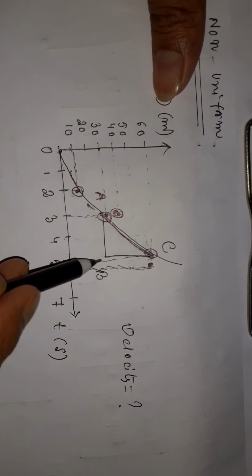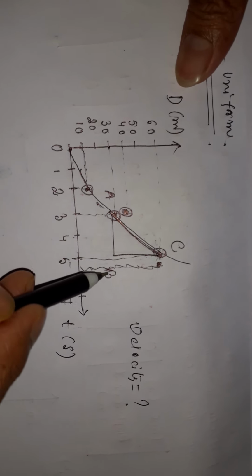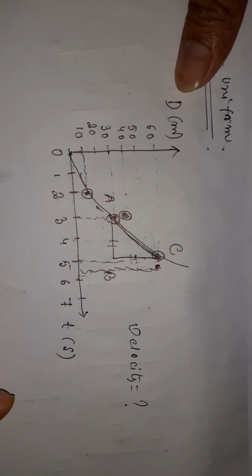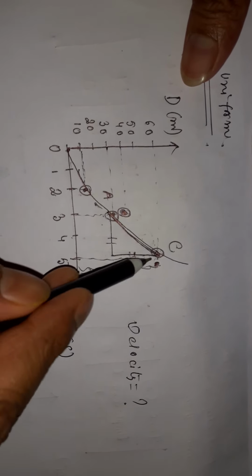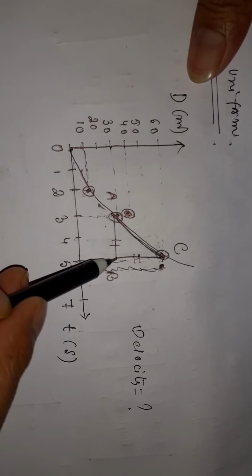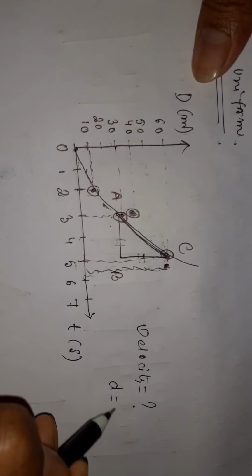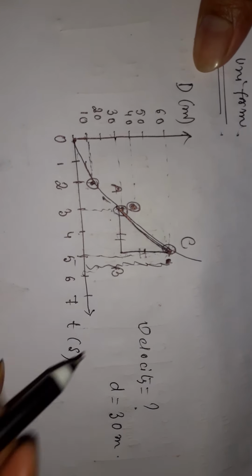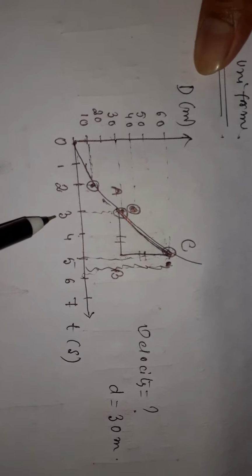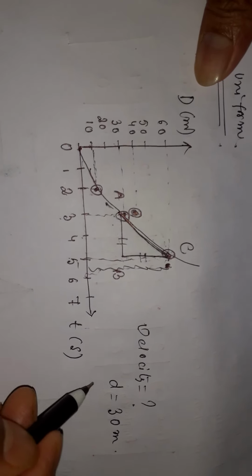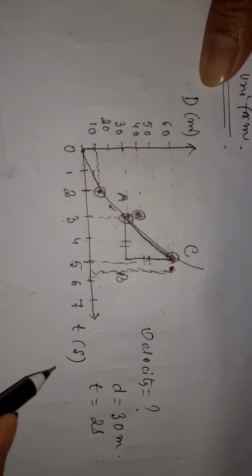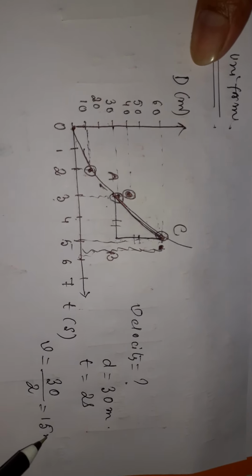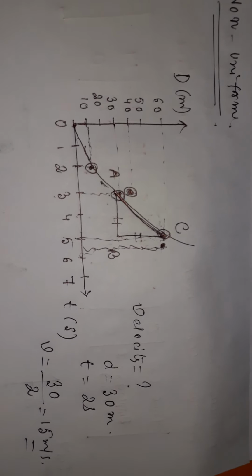So now if you calculate the velocity of this one, this part divided by this part will give you the actual velocity. This part is how much? Here 30 and here 60. So displacement is equal to 30 meter, because 30 here, 60 here. And the time taken will be how much? This is 3 and this is 5. So time is equal to 2 seconds. So if you calculate the velocity, it will be 30 divided by 2. That means 15 meter per second will be the velocity of this one.